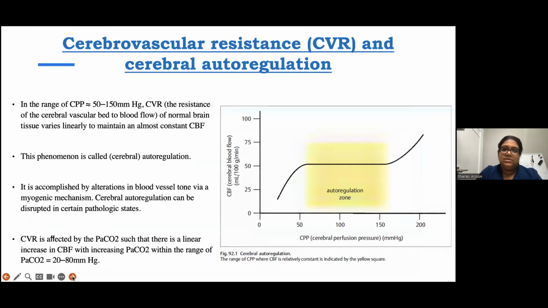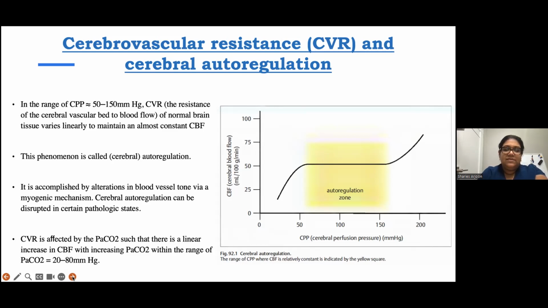With regards to cerebrovascular resistance and cerebral autoregulation, in the range of CPP approximately 50 to 150 millimeters mercury, as seen in the graph, the resistance of the cerebral vascular bed to blood flow of the normal brain tissue varies linearly to maintain an almost constant cerebral blood flow. This is the phenomenon of cerebral autoregulation. It is accomplished by alterations in blood vessel tone via myogenic mechanisms, and cerebral autoregulation can be disrupted in certain pathological states.